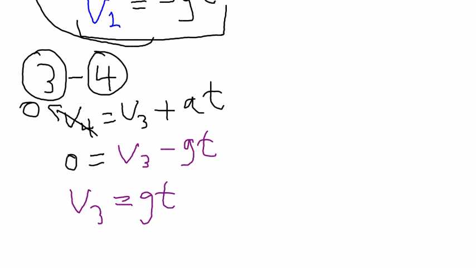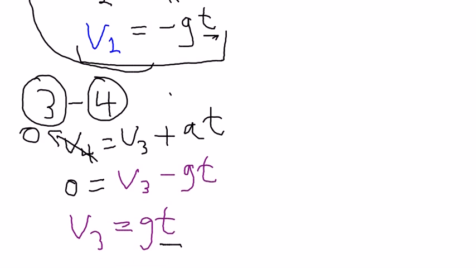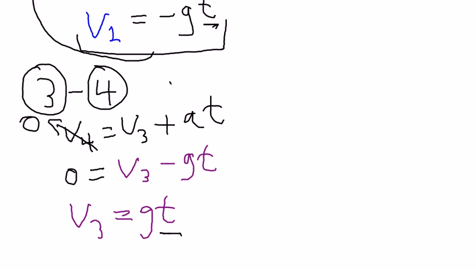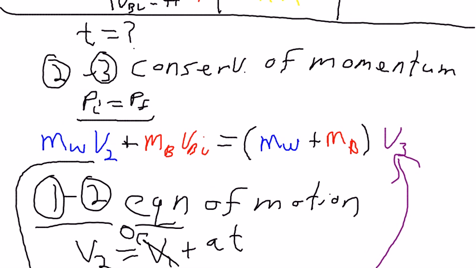The time it takes to go up from 3 to 4, because of symmetry, is the same as the time it takes to go from 1 to 2. Since those two times are the same, and it's that t that we're looking for, you should be able to plug in our equation for v3 and our equation for v2 into the equation of conservation of momentum and be able to solve, hopefully, for the time.